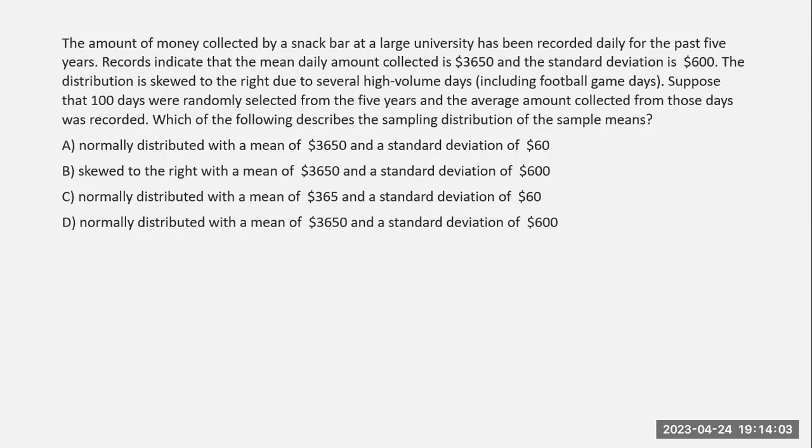Now, if you are circling B or D, you are wrong. Now, B is actually talking about the distribution it tells you about in the problem. It says mean 3650 and standard deviation 600. Why on earth would you not say the same thing there? Well, this is talking about the sampling distribution. All possible samples of that same size, right?